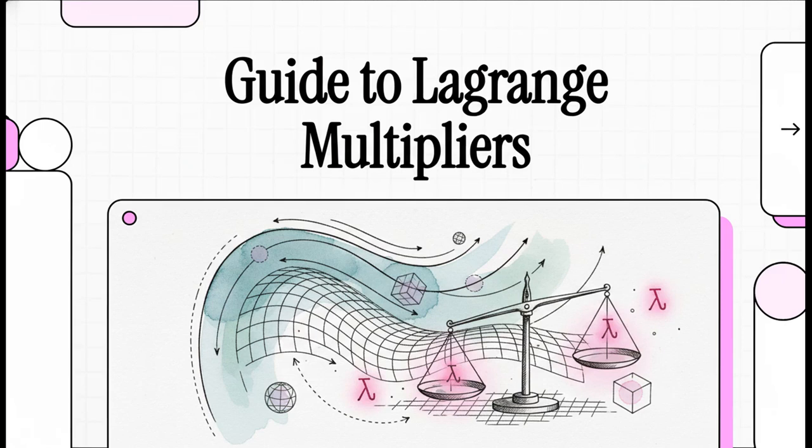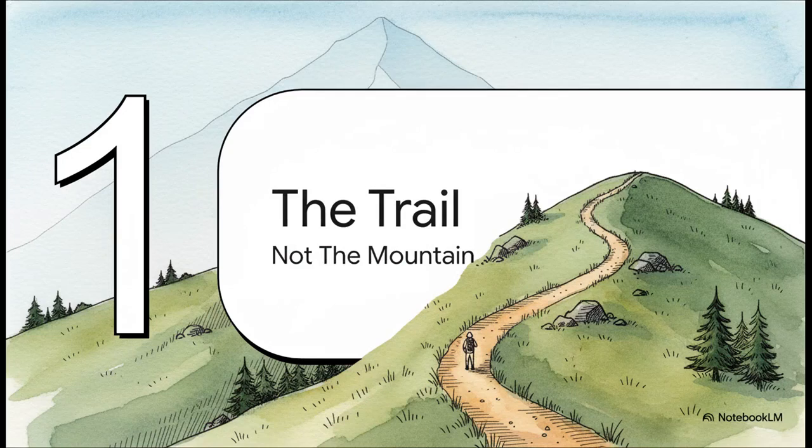Hey everyone! Today we're going to dive into one of the most powerful and honestly elegant tools in all of calculus, Lagrange multipliers. It's a method for finding the absolute best, the maximum or minimum result, but with a catch. You have to follow certain rules. So, to get our heads around this, let's start with a really simple analogy.